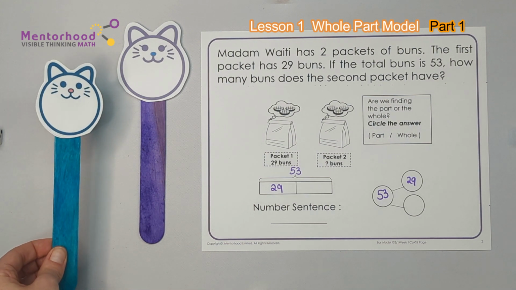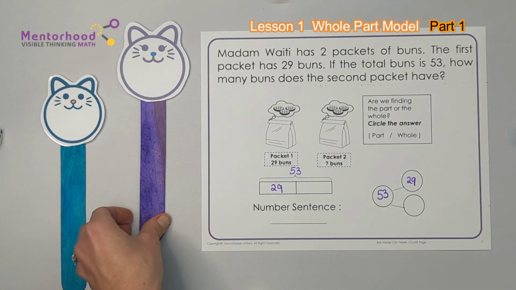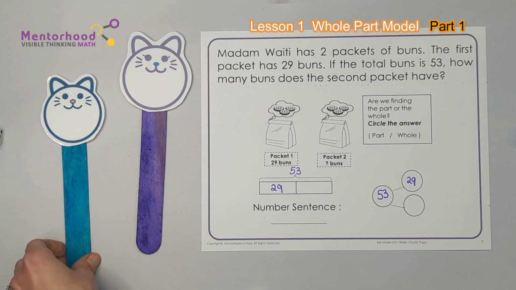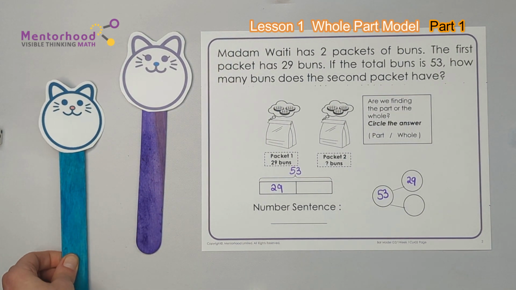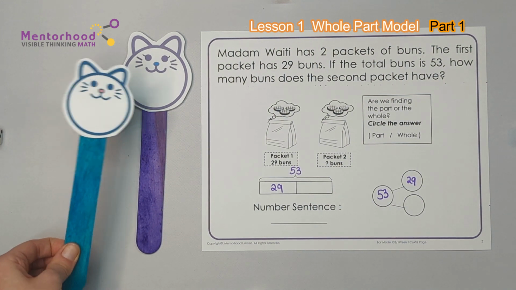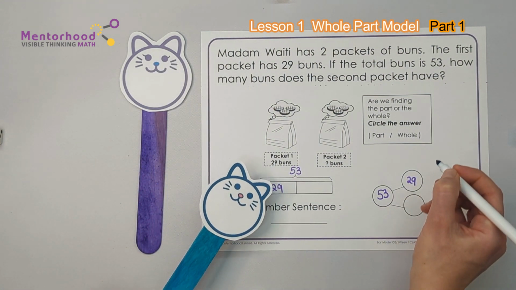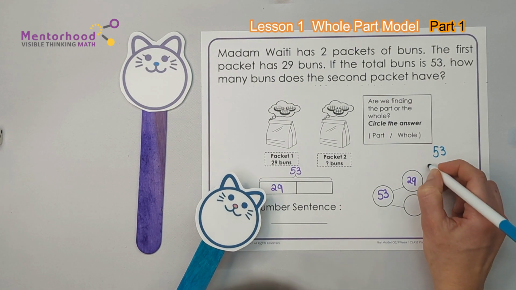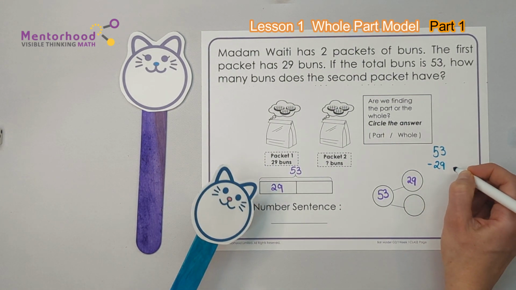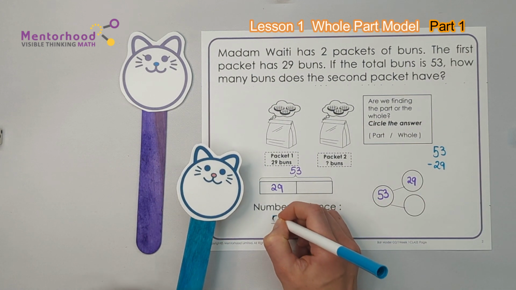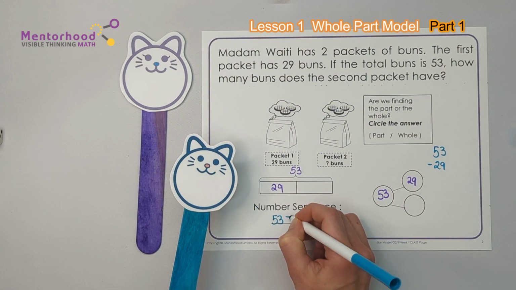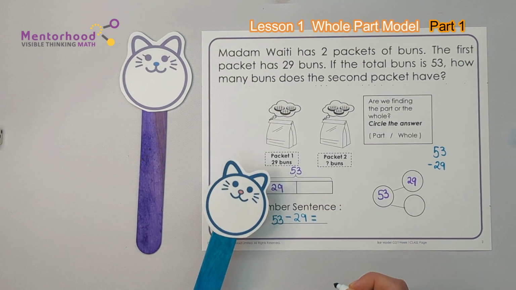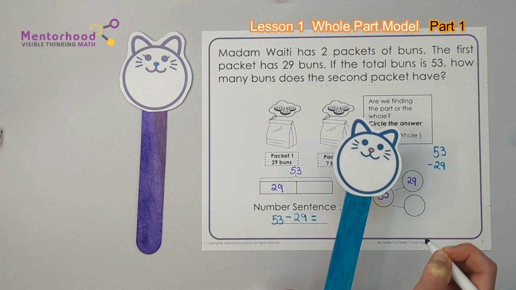We subtract. You got it. Would you like to do the subtraction for me? Oh, I'd love to, Mom. Okay, you can do it with me. We're going to do 53, the total, minus 29. That's our number sentence. 53 minus 29 equals, well, we don't know what it equals yet, so let's go over here and figure it out.